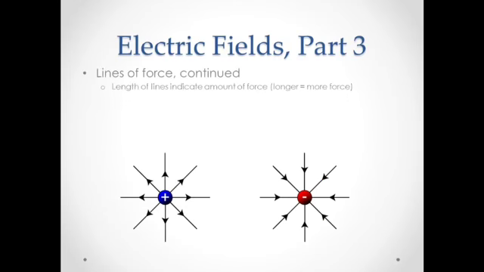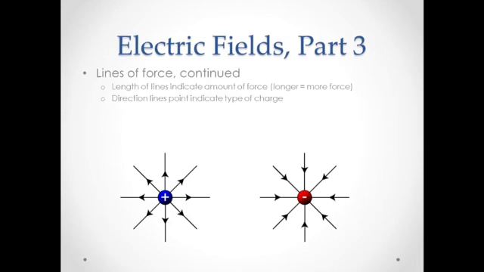More about these lines that we draw. The length of the line indicates the amount of force. So the longer the line, or the vector, the more force is being applied from that charge. And the direction of the arrows is also very important.